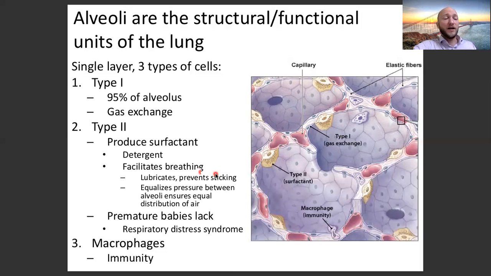Remember, you need to expand your thoracic cavity, then contract your thoracic cavity, expand your lungs and contract your lungs in order to respire, in order to breathe. And so it needs to have some lubrication, and the type 2 cells produce that lubrication. It helps equalize pressure between different alveoli and ensure equal air distribution.